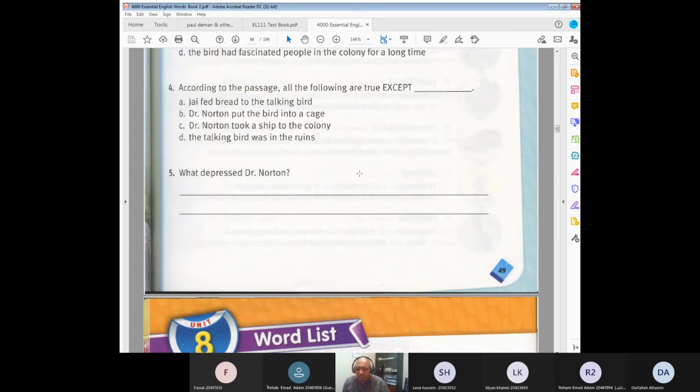According to the passage, all the following are true except. So all four are correct, except. Except means but, ولكن, ما عدا. One answer is not correct. All are true, all are correct, but one is not.